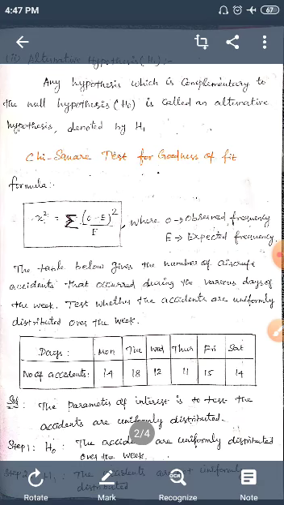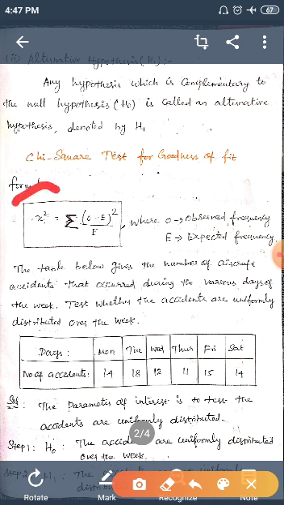Before going to the problem, we first write down the formula. What is the formula here? Chi-square equals summation of (O minus E) whole square divided by E. Here O is the observed frequency and E is the expected frequency.